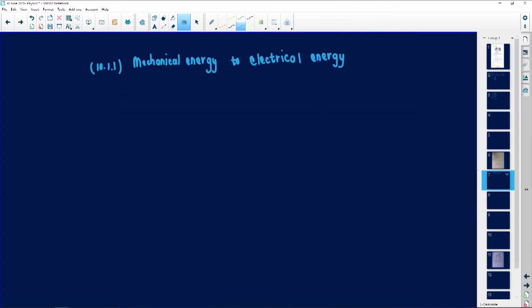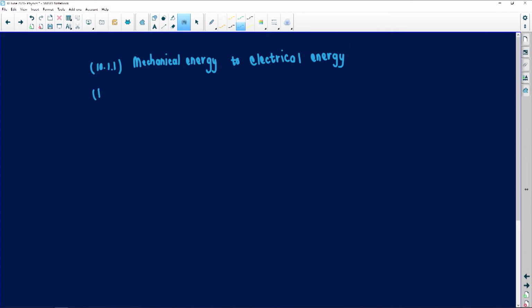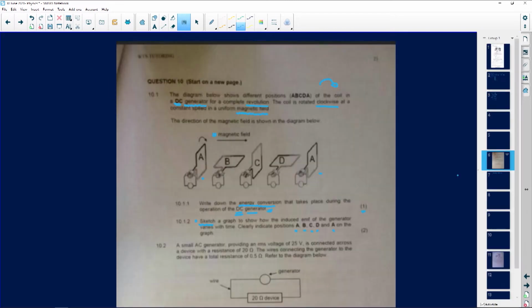Now, then I need to remember what my teacher taught me about the vertical lines in a magnetic field. So this is 10.1.2. And now I remember that this is a DC generator.